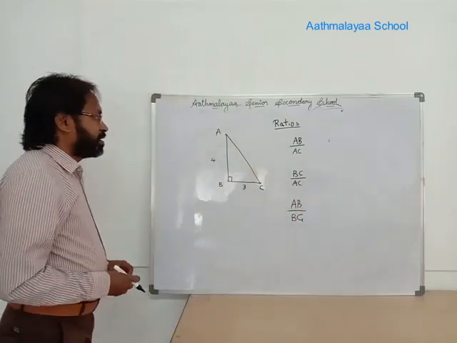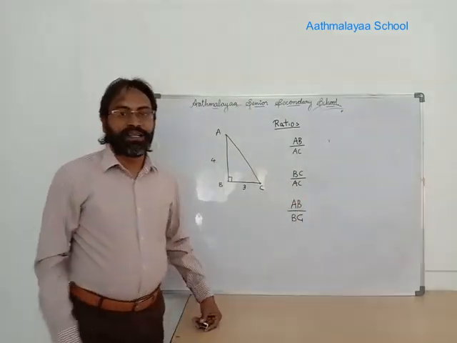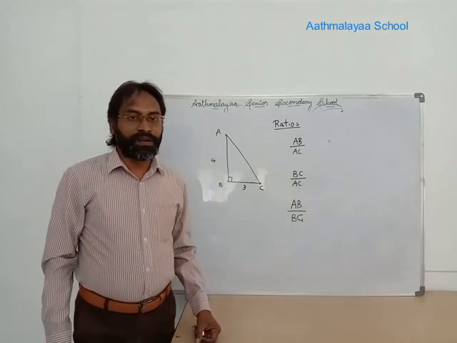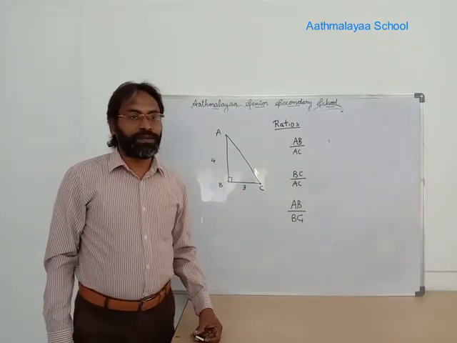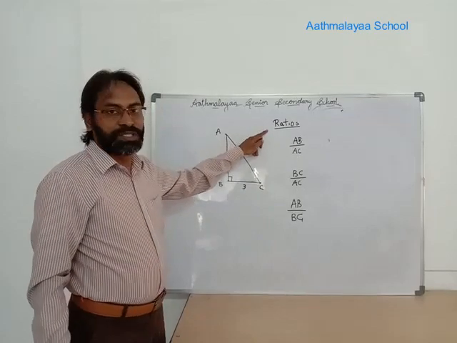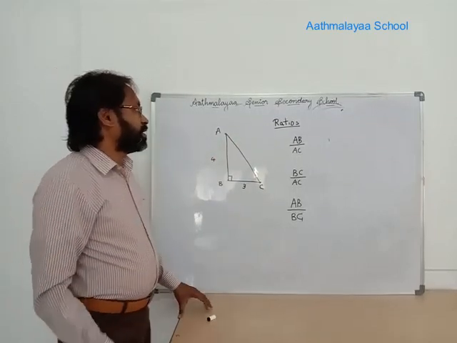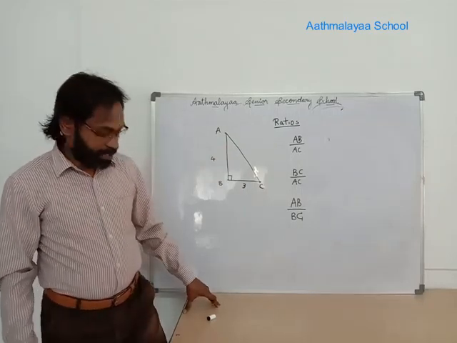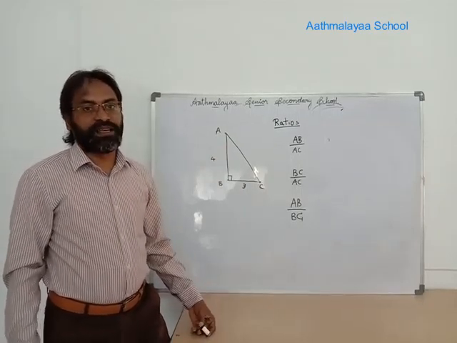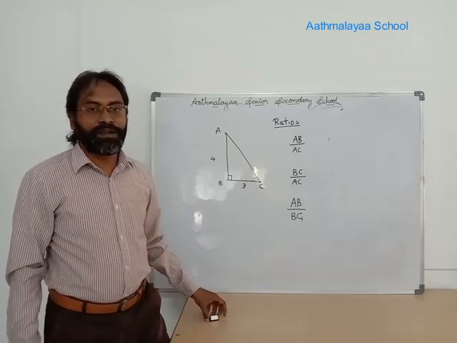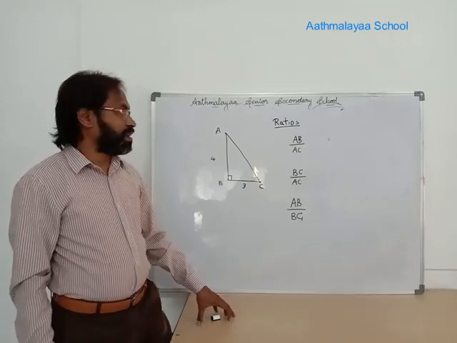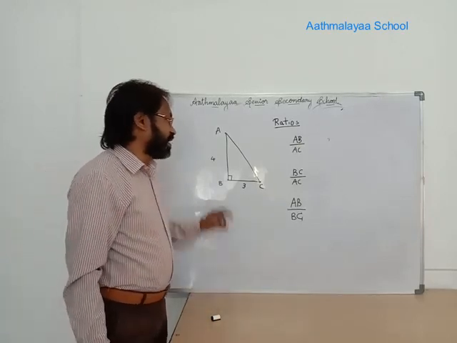So today's topic, you know very well, is trigonometry, and we are going to discuss something relevant to ratios. Yesterday I told you what is meant by trigonometry, that is, measure of sides. So here what we mean is we are going to take ratios of the lengths of sides of triangles.